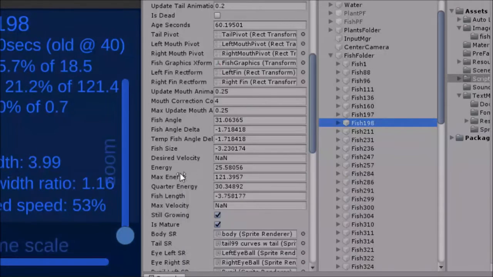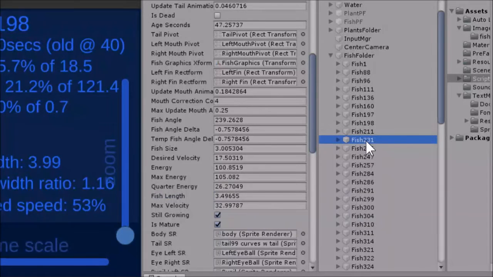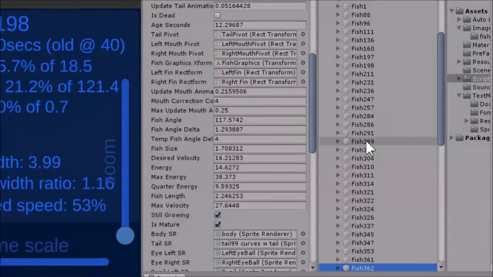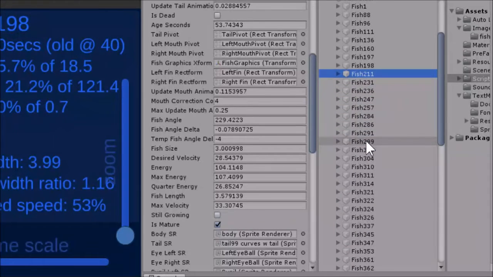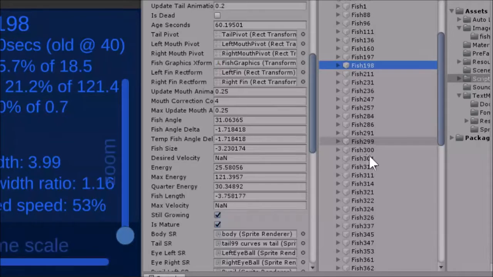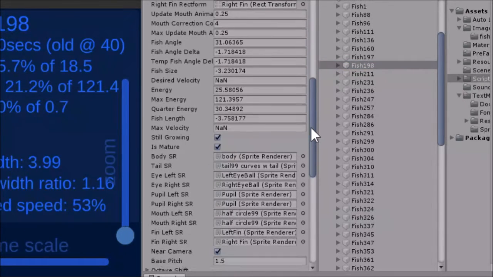Very strange. He's got plenty of energy, max energy, fish length. Fish length being -3 is also, I think, pretty weird. All these fish lengths are positive numbers. I think that fish length being a negative number is also an issue. Which means, and his max velocity is also not a number. Man, I wonder if something went really weird with the mutation to do that. Well, at least we're seeing some information in here, so that will give us some clues as to how to fix this.